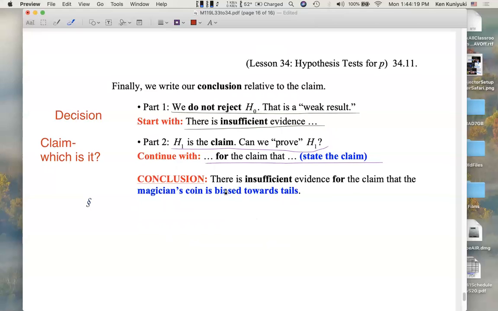So altogether, there is insufficient evidence. There's not enough evidence in support of the claim that the magician's coin is biased towards tails, which makes total sense because the sample is biased towards heads. But the alternative was pointing towards tails. So there's insufficient evidence. It's going in the opposite direction. There is insufficient evidence for the claim that the magician's coin is biased towards tails.